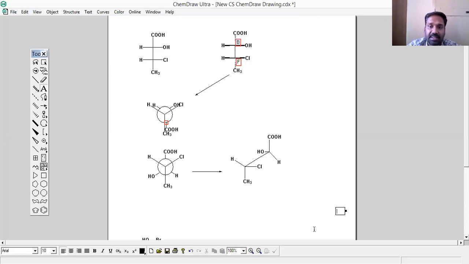Is it clear? Are there questions on how I converted Newman into Sawhorse? No, sir. No questions. Okay. So how will you do direct conversion of Fischer into Sawhorse? You just have to write a conformation like this. Write the eclipsed conformation, right?